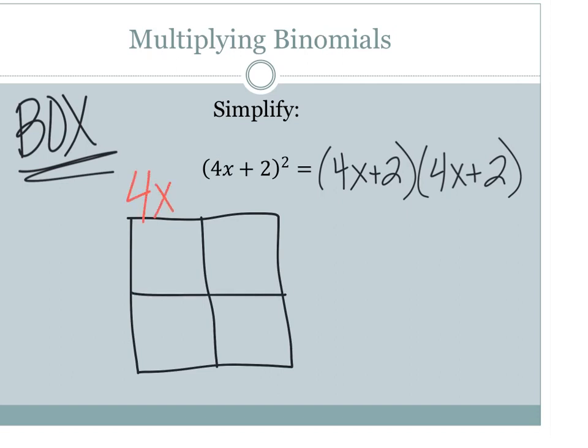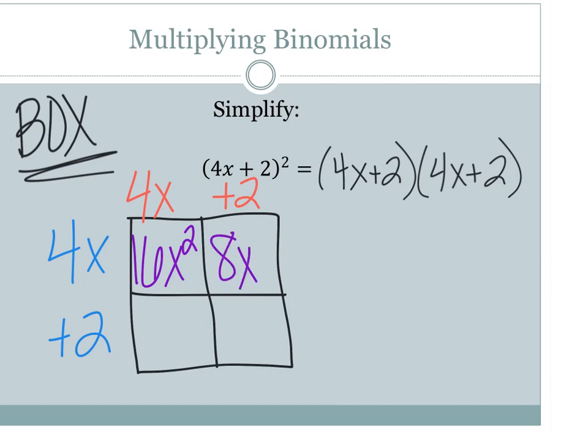So 4x plus 2, 4x plus 2. Okay, 4x times 4x, 16x squared. 4x times 2, 8x. Oh, I was about to put a squared. Nope. 4x times 2, 8x. 2 times 2, 4.